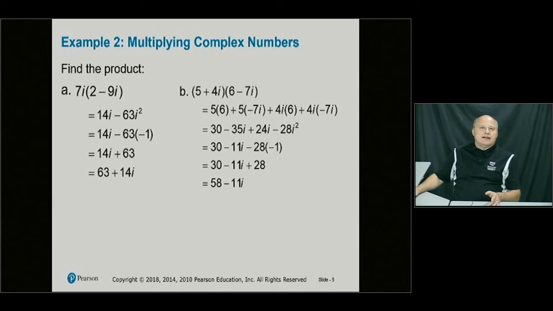So this is kind of old news, and there's only one little new part. It's still FOIL. The only new thing is that you've got to remember what to do with the i squared. Because a lot of people, when they're doing this, the final answer would end up being 30 minus 11i minus 28i squared. So they end up with 3 terms.